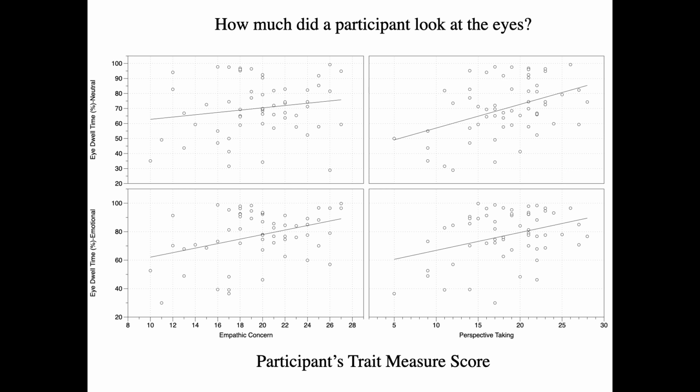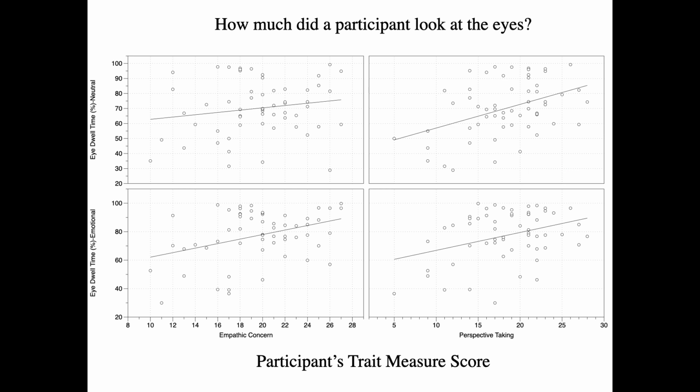Okay? Perspective taking is basically how much are you able to take the perspective of another person when they're telling a story. People who have a low score in that don't show much perspective taking. And what we can see on the top there is the amount of time they're looking at the eyes during the neutral films and how much looking at the eyes for the emotional films. And what you can see is that we get much more looking at the eyes for people who are high in empathic concern for both the neutral and the emotional stories.